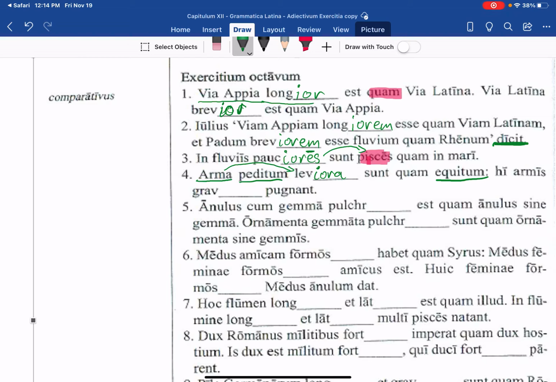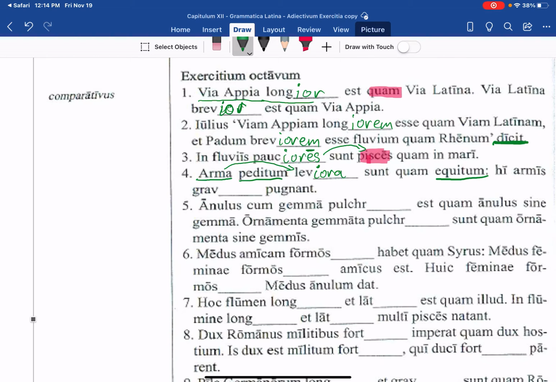Gravioribus. Gravioribus is what we want. Why? Well, because it's describing armis, which is an ablative of instrument. It's saying that these, the cavalry soldiers, are fighting with arms. What kind of arms? With heavier arms, with heavier weapons. So ablative, this needs to match. That's why it's gravioribus, ablative plural.